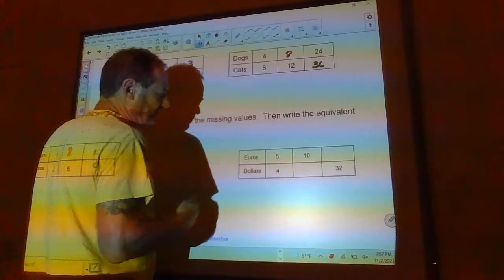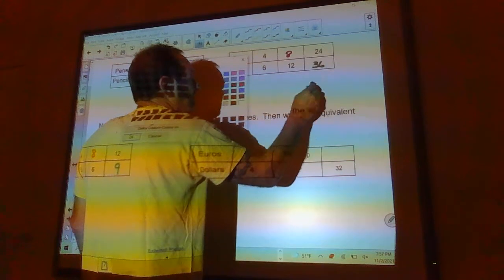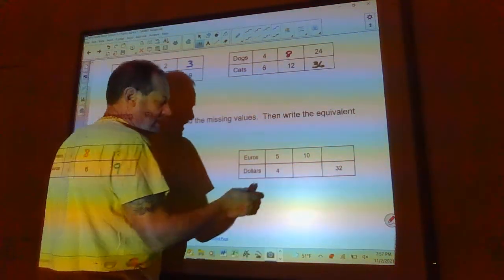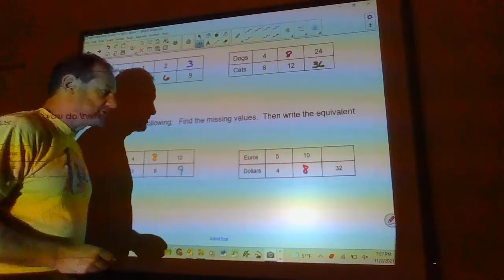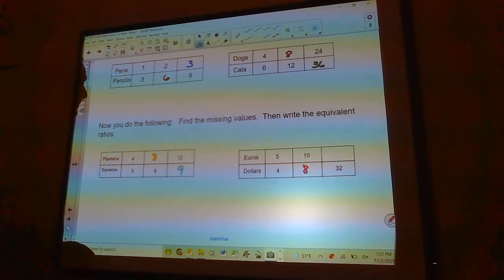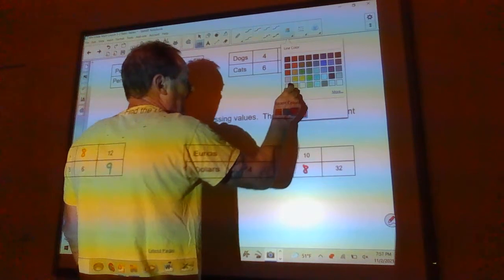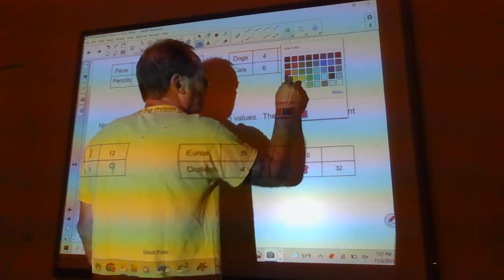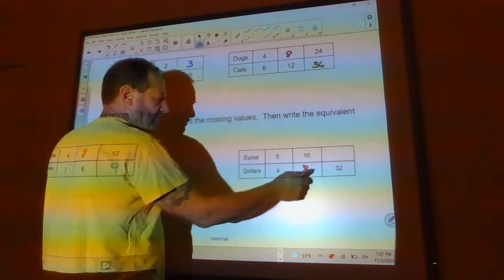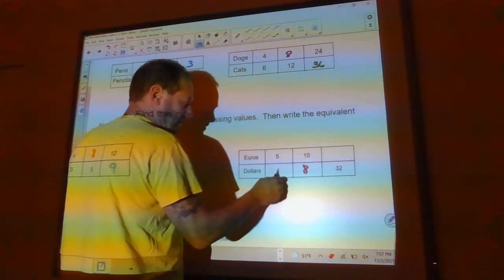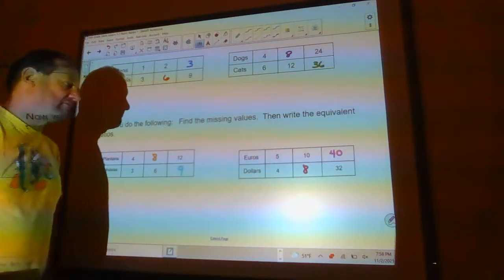Okay, if I have 5 euros for every $4, and I have 10 euros, how many dollars do I have? Well, 5 times 2 is 10, so 4 times 2 would mean I would have $8. And if I have, need a nice new color here. We'll go with this. Okay, so if I have $32, how many euros would I have? Well, 4 times 8 is 32, so 5 times 8 would be 40. I'd have 40 euros and $32.